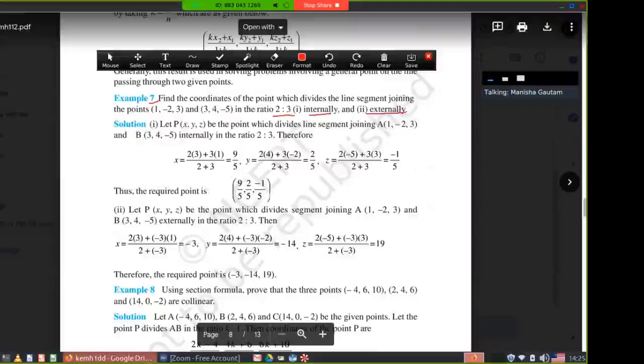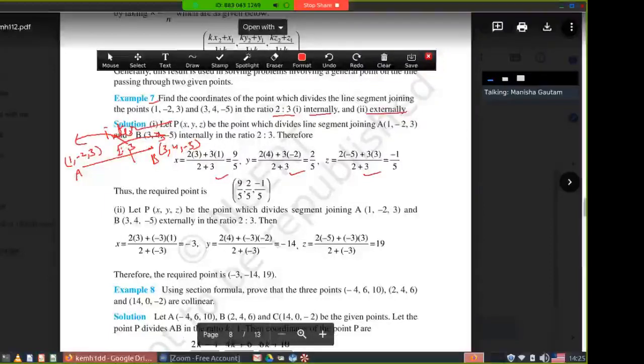So what are the coordinates? You can write like this. First point, that is A, having coordinates 1, -2, 3, and B is having coordinates 3, 4 and -5. And the ratio is given 2:3 when it is internal. So 2 is multiplied with the B coordinate and 3 is multiplied with the A coordinate. So you are getting here the first coordinate, second coordinate, and third coordinate.